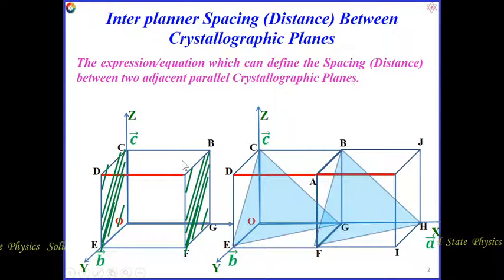Okay, suppose we consider this figure. These are two adjacent parallel planes. The distance between them, if it is d, will be called the interplanar spacing between crystallographic planes. Here the two adjacent planes are this one and this one, and the distance between them is called the interplanar spacing. How we are going to derive that in generalized form, we are going to discuss.